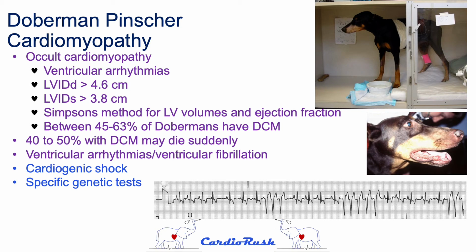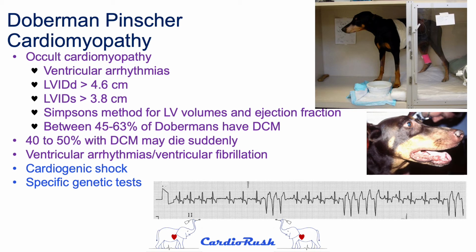Doberman pinschers commonly get cardiomyopathy, and in some studies, 40 to 60% of Dobermans eventually develop some change in their heart that could be consistent with cardiomyopathy. They often get ventricular arrhythmias, especially early in the disease, maybe even before the echo looks abnormal, and the asymptomatic dog is often described as having occult cardiomyopathy.